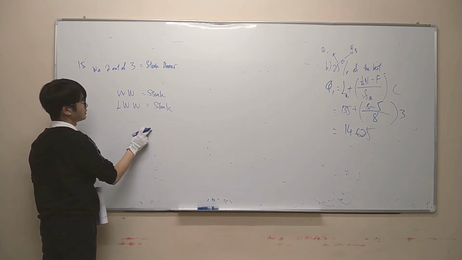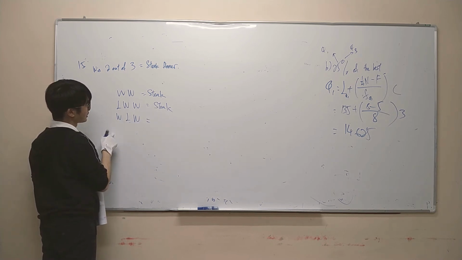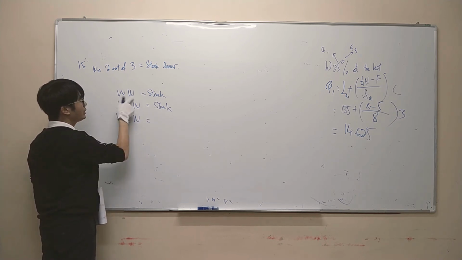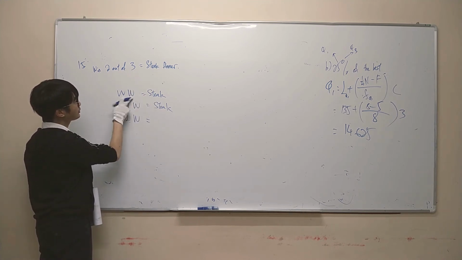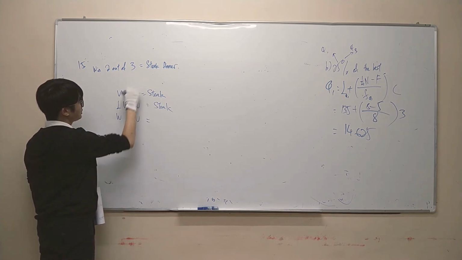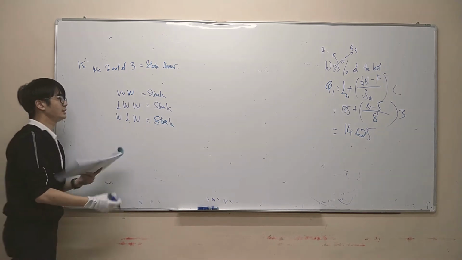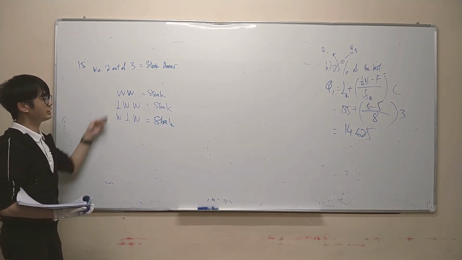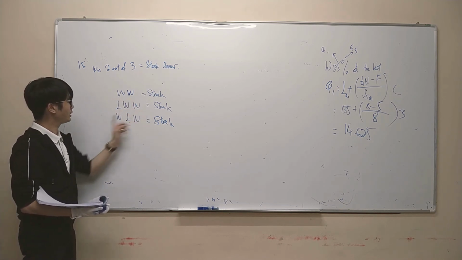Or win, lose, win. Can also. Or, okay, if win-win, you don't have to play. Like this one, if you win the first 2, you don't have to play anymore, right? So it will be win-win only. Okay, it means that these are all the conditions you need if you want to get the steak dinner. So it's either win-win, lose-win-win, or win-lose-win.